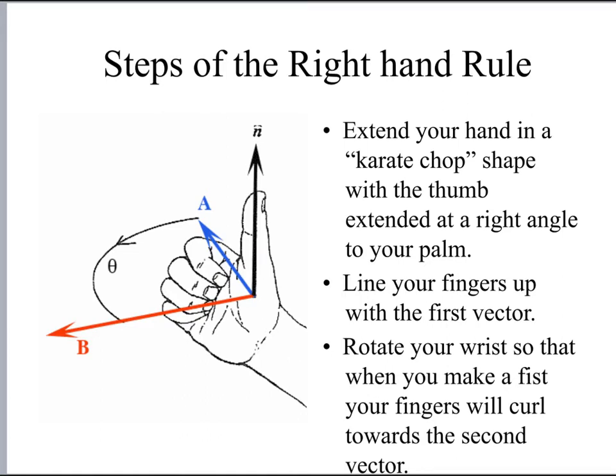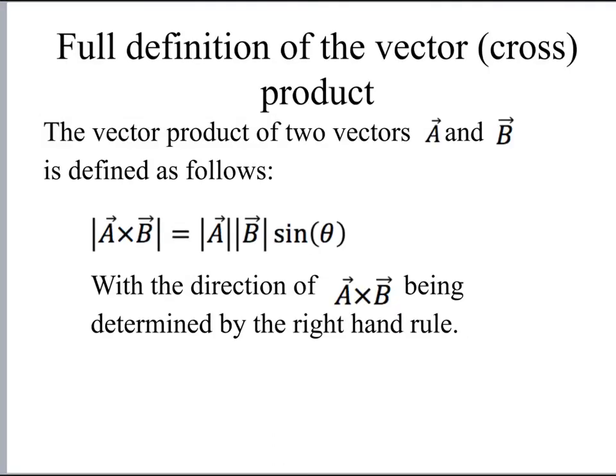So what you want to do is extend your hand in this karate chop shape with the thumb extended at a right angle. You want to line your fingers up with the first vector. You want to rotate your wrist so that when you make a fist, your fingers will curl towards the second vector, and then your thumb will point in the direction of the cross product, or the vector product as we like to call it. So putting these together, we have the complete picture of how to form the vector product.